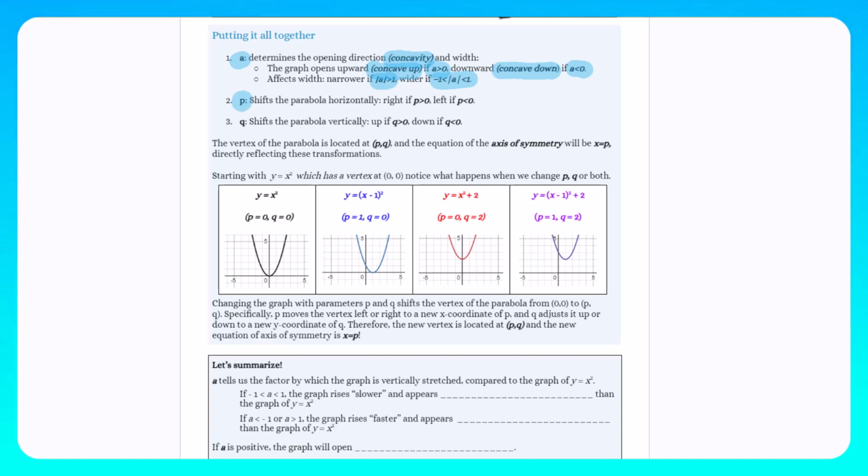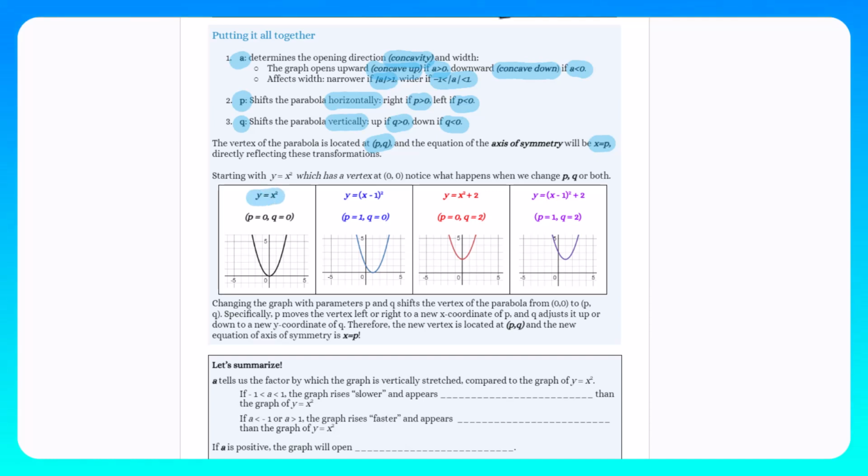Now we learned that P determines whether it's going left or right, or in other words, it's a shift horizontally. If P is greater than 0, it goes to the right, and left if P is less than 0. And for Q, it shifts vertically up if Q is greater than 0, and vertically down if Q is less than 0. We know that the vertex location is at P and Q, and the axis of symmetry will be x equals P.